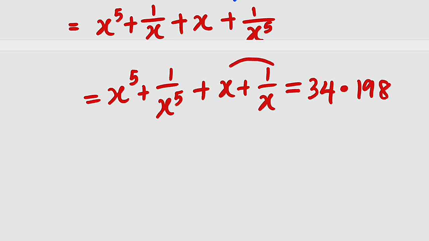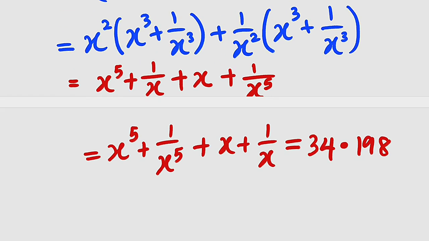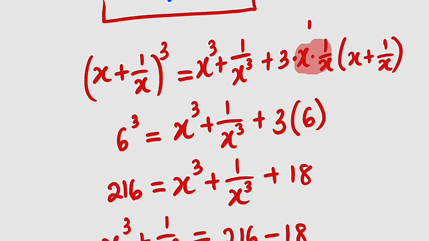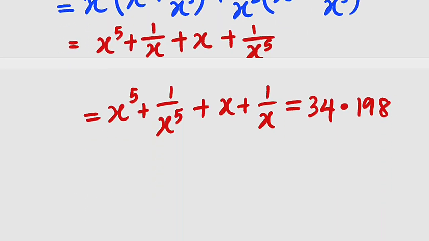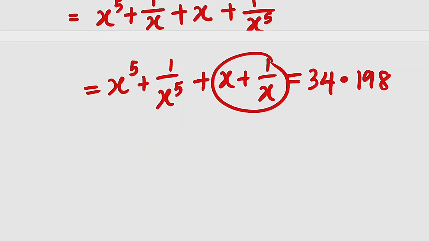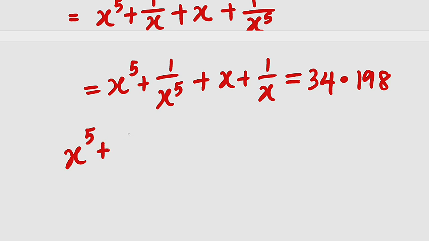All right. And another thing we have is this one, which is equal to 6. Remember, you see that here, x plus 1 divided by x is equal to 6. So we're going to replace this with 6. Therefore, x to the power of 5 plus 1 divided by x to the power of 5 plus 6 is equal to 34 multiplied by 198. And that will give us 6,732.